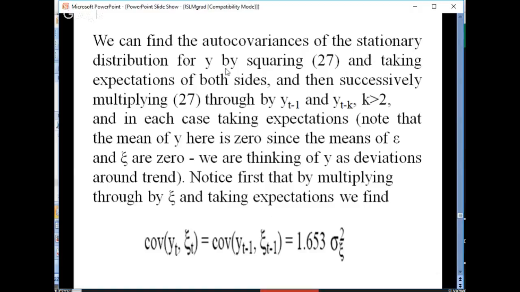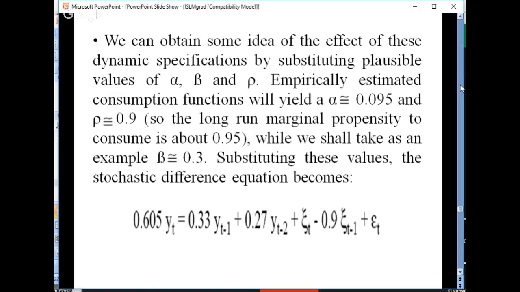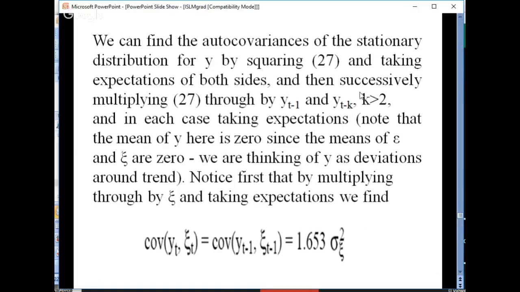autocovariances of the stationary distribution for y by squaring the last equation and taking the expectations of both sides, and then successively multiplying by y_{t-1} and y_{t-k} for any k greater than 2. In this case, taking expectations, noting that the mean of y here is 0, since the mean of epsilon and the mean of the squiggly line are 0 by assumption, those are error terms. So basically now we're thinking of y as deviations around the trend, sort of like we did when we looked at the data in those graphs.